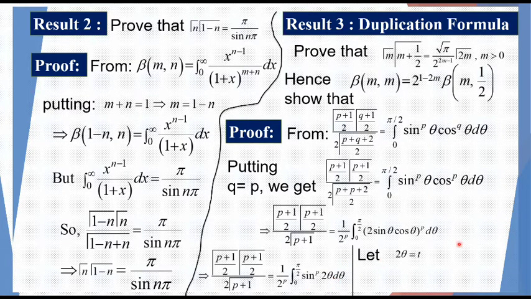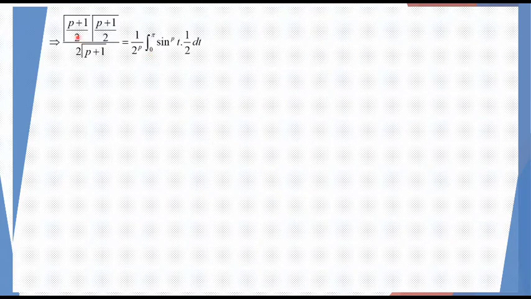So if we let 2 theta equals t, then theta equals t by 2 or d theta equals 1 by 2 dt. And if theta equals 0, t equals 0, and theta equals pi by 2, then t equals pi. So replacing all these terms in this particular phenomena, we get gamma p plus 1 by 2 gamma p plus 1 by 2 upon 2 gamma p plus 1 equals 1 upon 2 raised to power p integral 0 to pi sin raised to power p t into 1 by 2 dt.